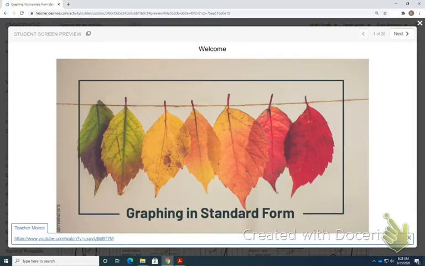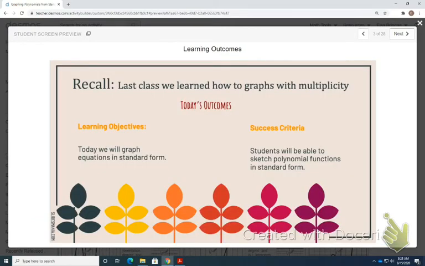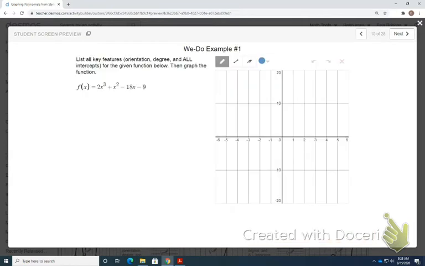Hi everyone, today we're going to learn how to graph polynomial functions in standard form. If you recall from our last classes, we learned how to graph polynomial functions in factored form and with multiplicity. Today you will be graphing polynomial functions in standard form, and you know you are successful when you're able to sketch polynomial functions in standard form. We're going to do a few examples together.